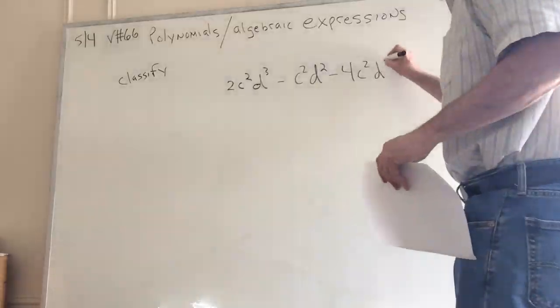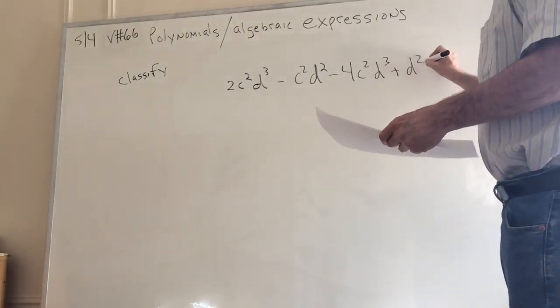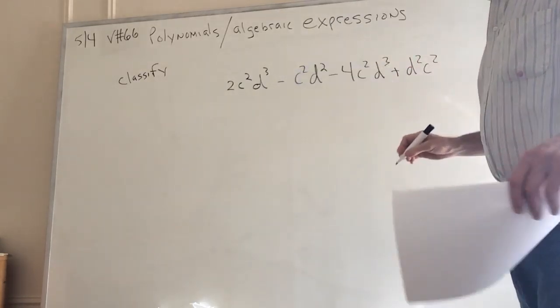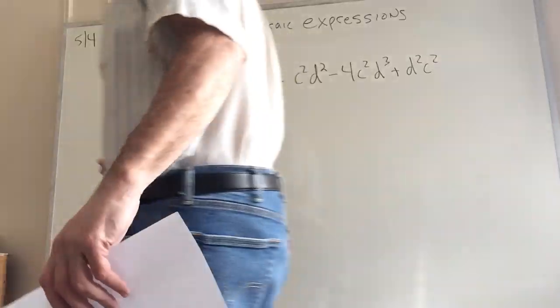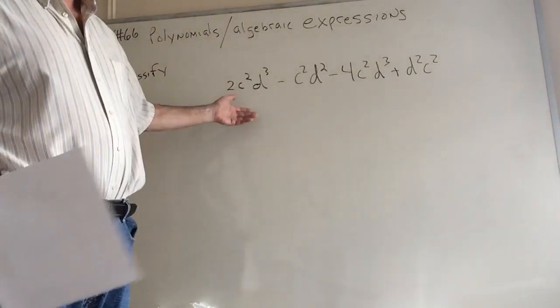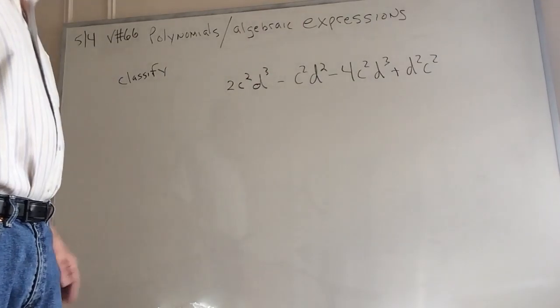Who ever heard of such crazy things, right? And then d squared, c squared. So we look at this and we're asked to classify this as well. And we see that this is much different from the previous problem because we had two variables. They can pick any letter they want. I told you 100 times.